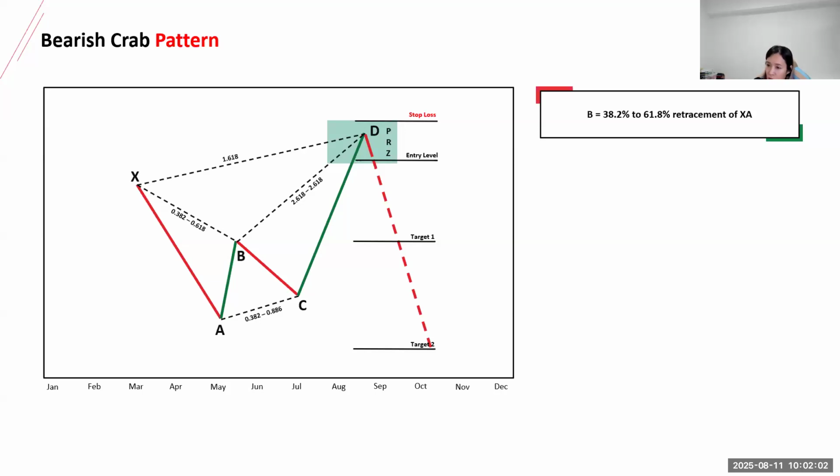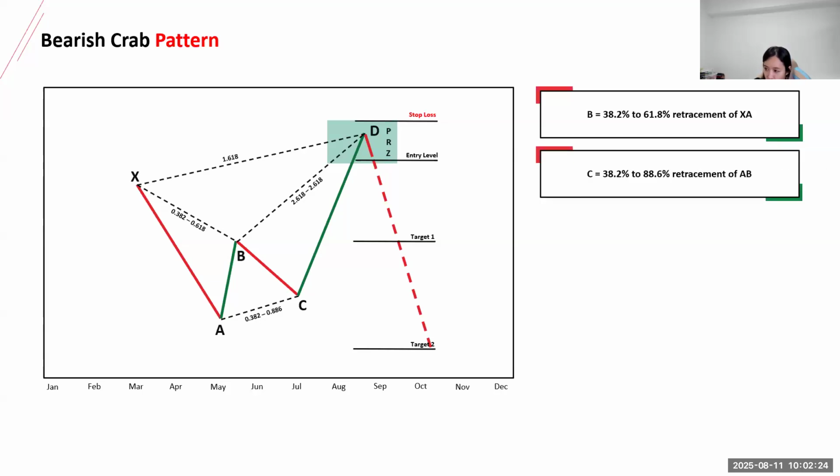Pattern number 2 is what? Bat. Yes, bat can retrace how many percent? 38.2 to 50%, right? And the third pattern is the clap, retracing 38.2 to 61.8%. C can retrace anywhere, the same, between 38.2 to 88.6%. If you always trade with Harmonic patterns, you will remember those, like B retraces how many percent, what pattern is that.